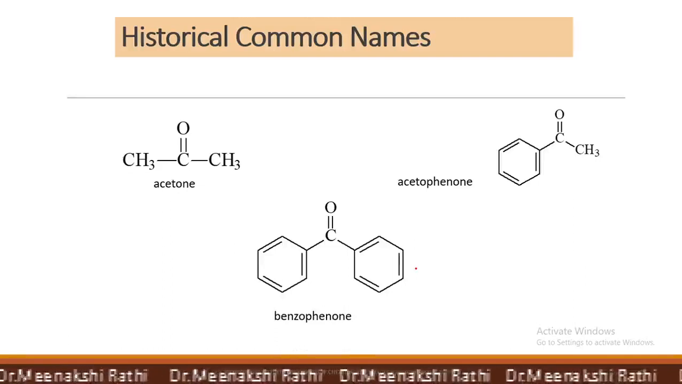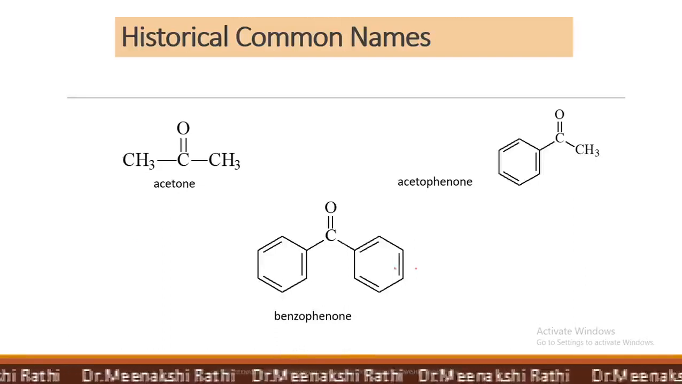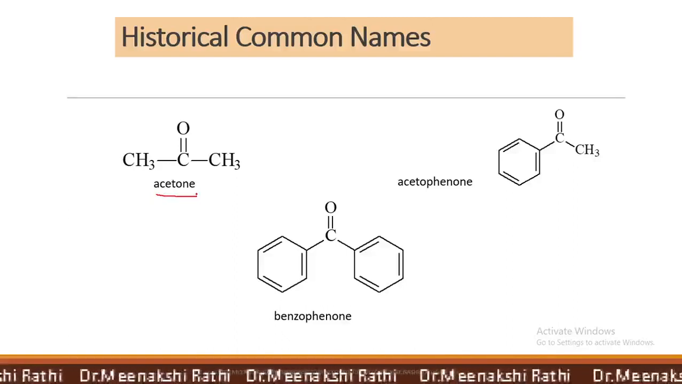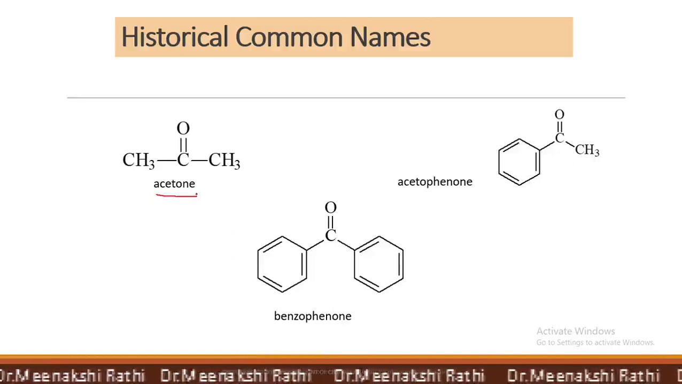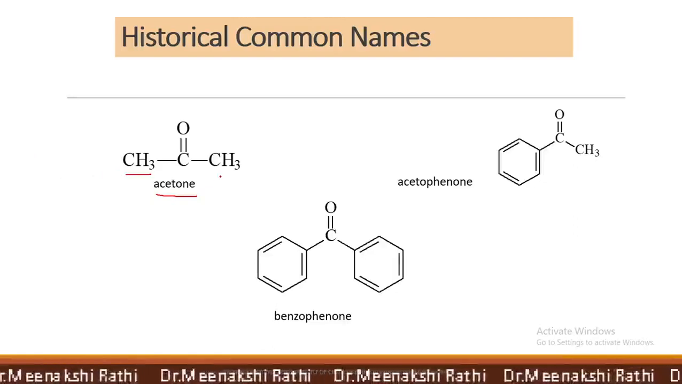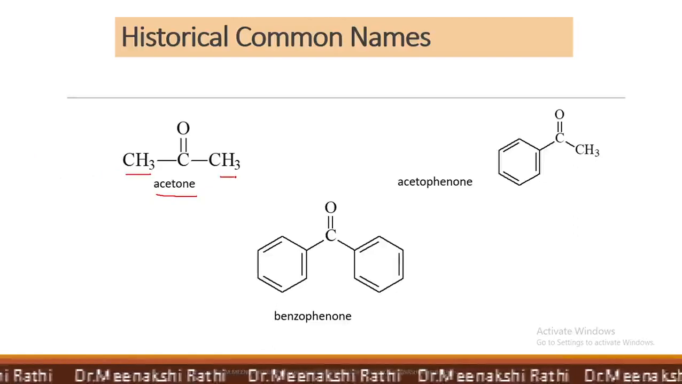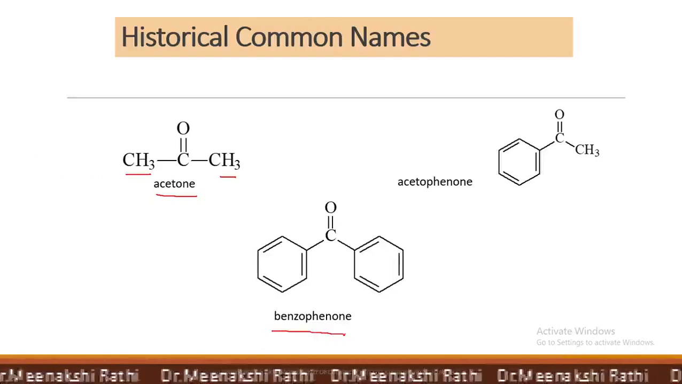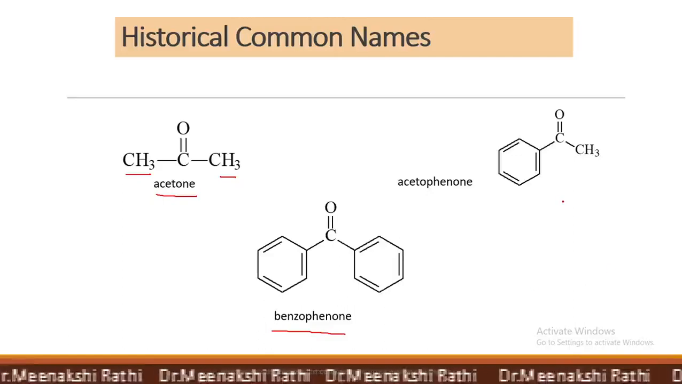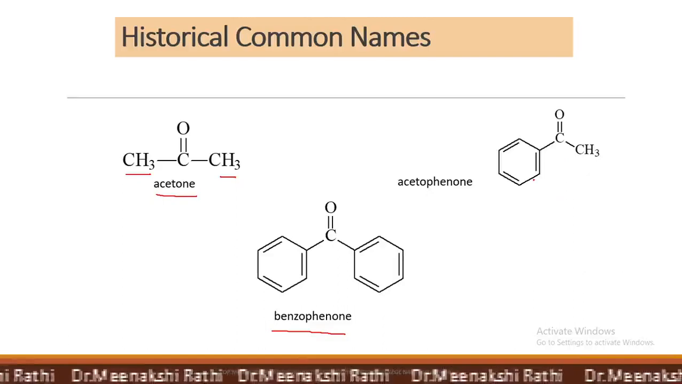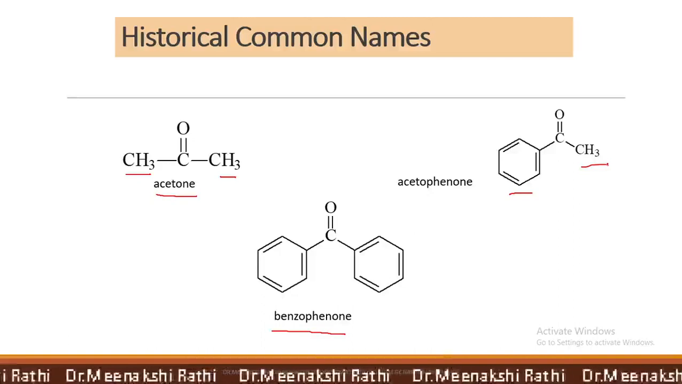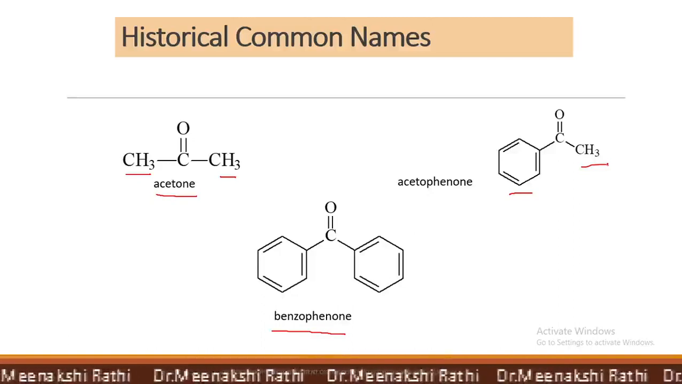Now, could you please tell me whether the first one, acetone, is a symmetrical ketone or an unsymmetrical or mixed ketone? You can see in acetone, both the R groups are the same, CH3, CH3. So it is an example of a symmetrical ketone. Similarly, benzophenone is also an example of a symmetrical ketone. But acetophenone has two different R groups. One is a benzene ring and another is an alkyl group. So it is an example of a mixed ketone or unsymmetrical ketone.